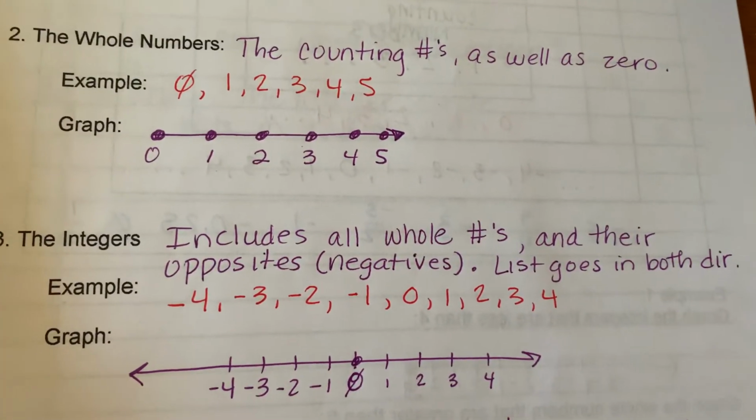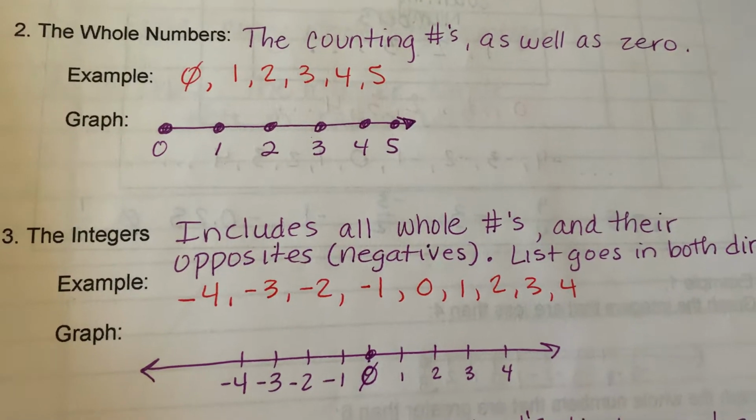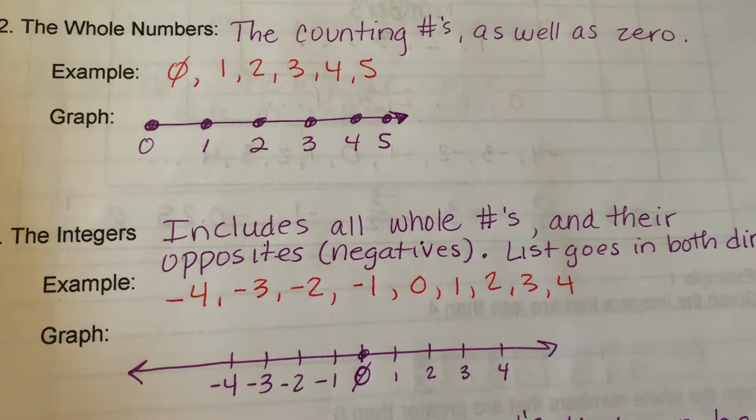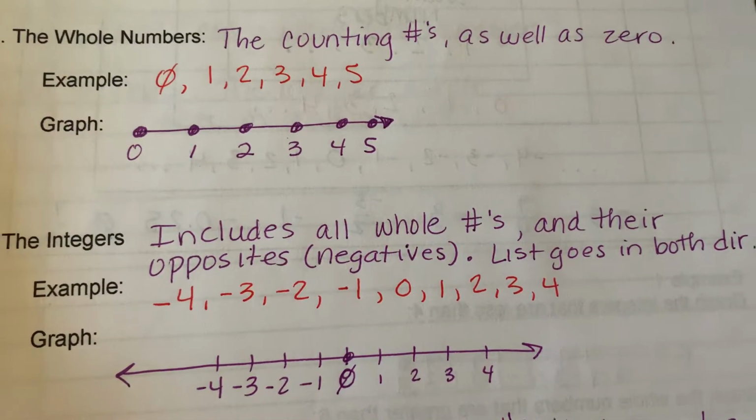Integers would be anything on a number line. So it's all the whole numbers and their opposites. So it'd be like 1 and -1, 2 and -2, and it includes 0. So it would be what a traditional number line is.